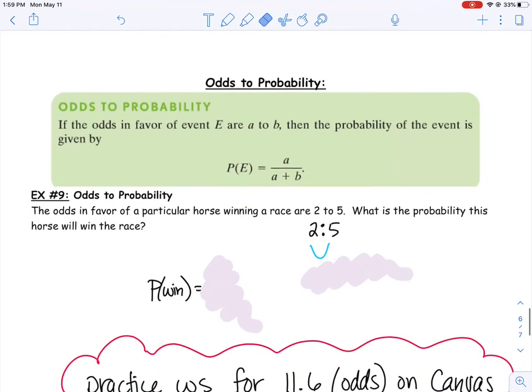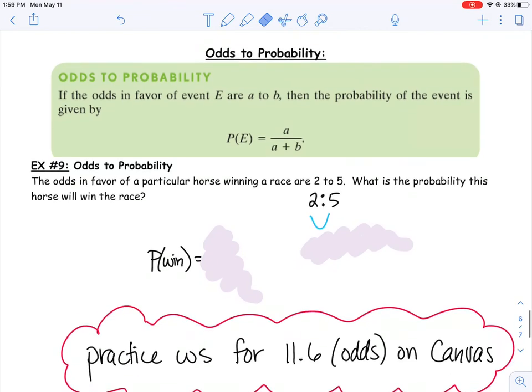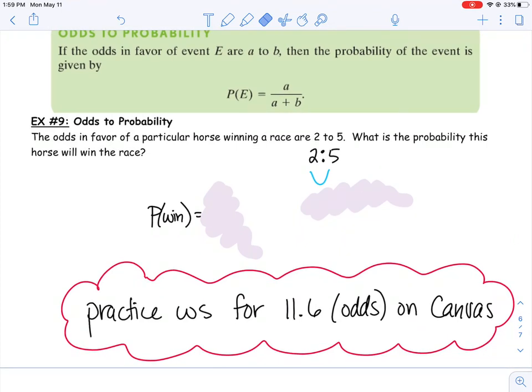Okay? So the last little idea is how can we go then from probability to odds and odds to probability? Remember that probability is what you want out of the total. And so if they give you an odds problem, then what you need to do to figure out the total is add the two numbers together. Let me show you an example. Example number 9 says the odds in favor of a particular horse winning a race are 2 to 5. What is the probability that this horse will win the race?